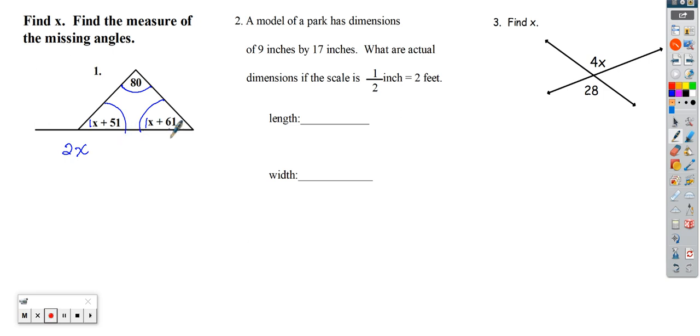51 plus 61 plus 80. Let's add those up. Combine our like terms. That's 192. So 2 times x plus 192 add to equal 180.